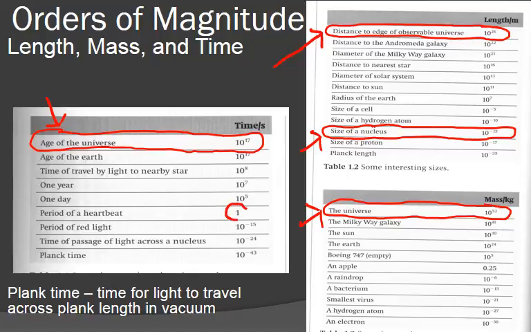Here is the period of a heartbeat, which is an order of magnitude of 1. Remember, period is the cycle, so in seconds. So 1 heartbeat a second, about 60 a minute. Okay.